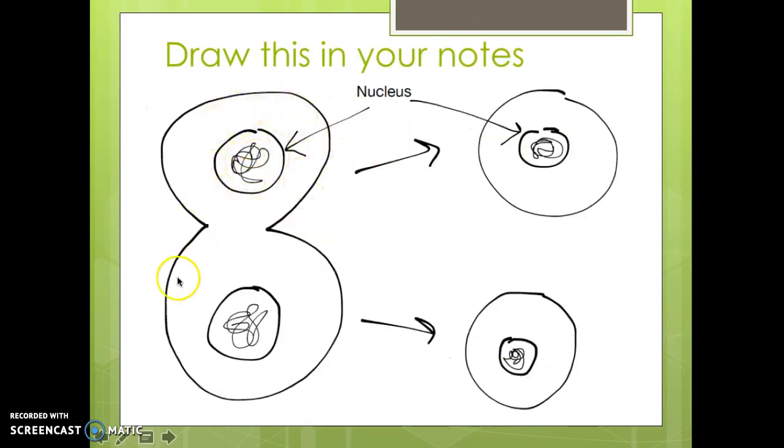So here I have telophase right here. Right here it's going to pinch off, and here I have my two cells that are identical to each other. We call these daughter cells.